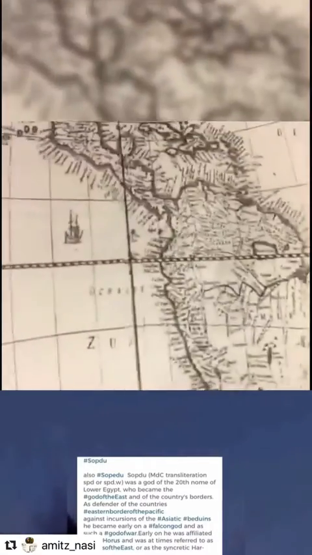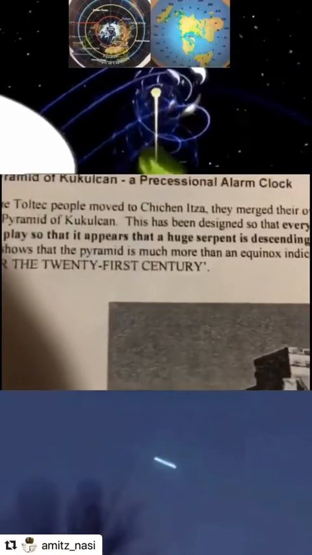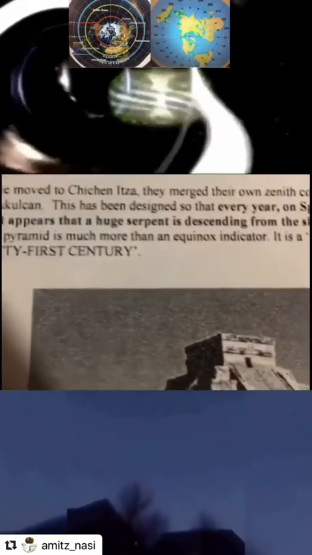So when you see this location here in this region along this 90 degrees, we understand the Tropic of Cancer, the summer, and what takes place of the fall, and then into the winter, and then into the other equinox. So when you understand the equinox, and these spring equinox, in the afternoon, when the sun causes a shadow to play so it appears that a huge serpent is descending from the sky down the pyramid. So this is what takes place on this pyramid here on this 90 degrees.